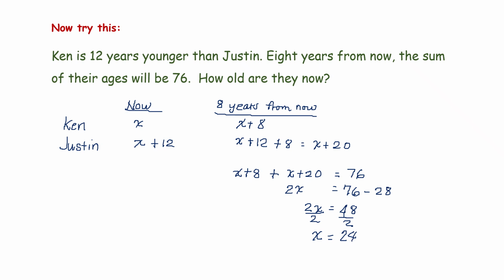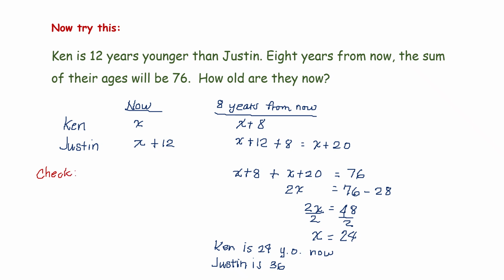So let's write our answer. Ken is 24 years old now, and Justin is X plus 12. 24 plus 12 is 36. Okay? Again, let's check just to make sure.